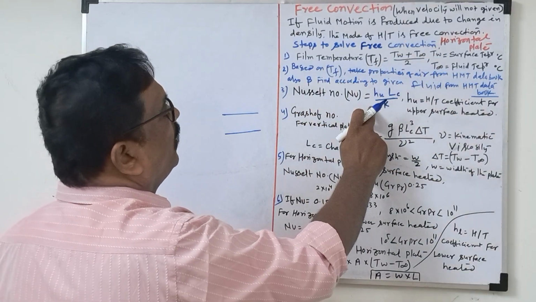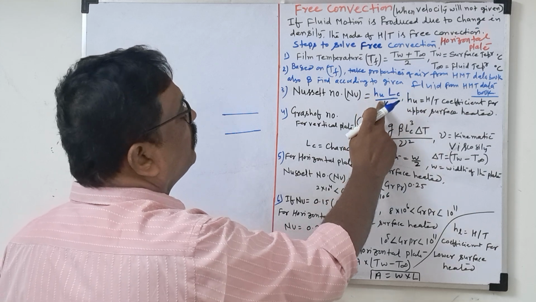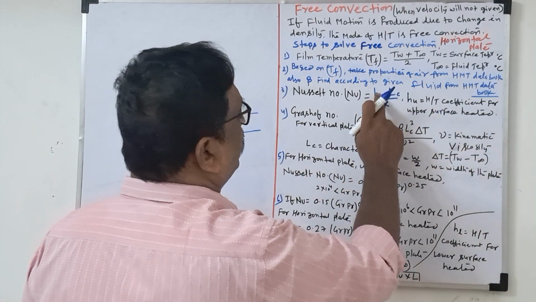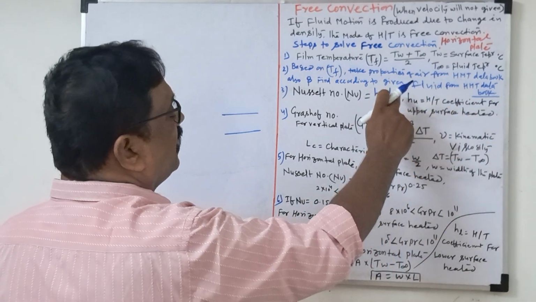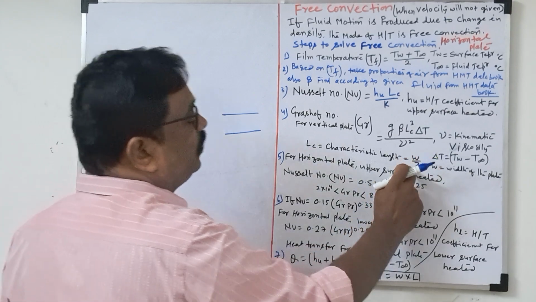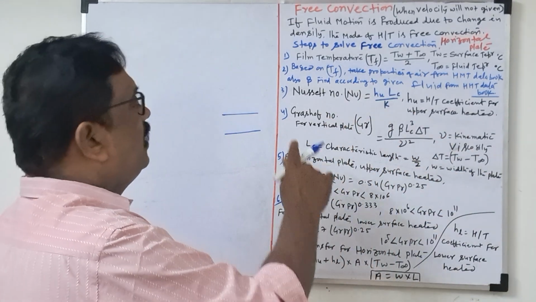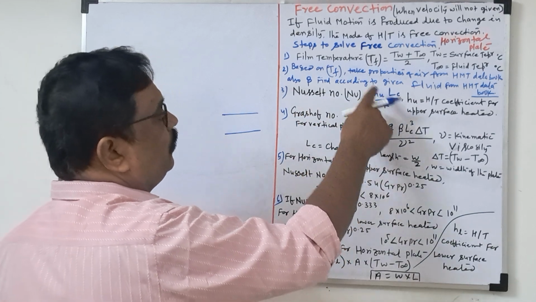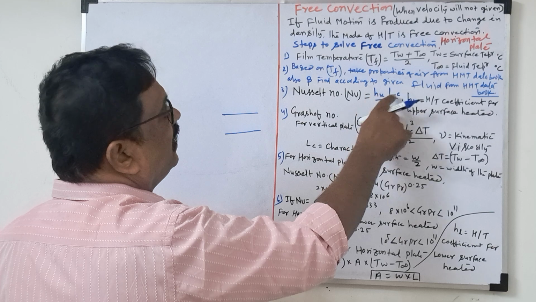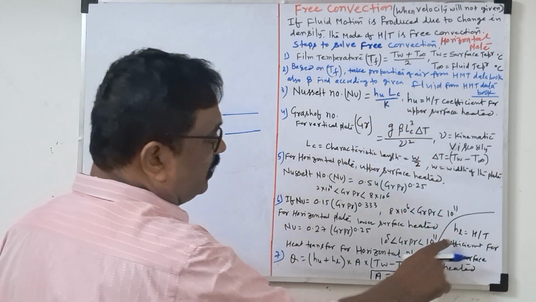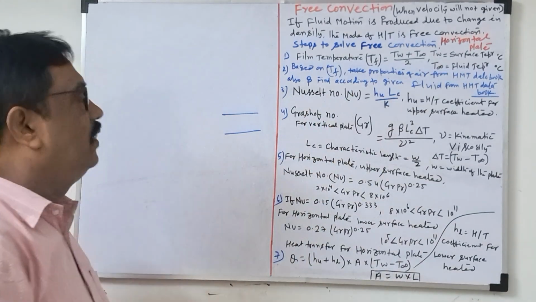So the Nusselt number is found as HU LC by K, where HU is the heat transfer coefficient for the upper surface heated. LC means characteristic length, which is width by 2, W by 2, where W is the width of the plate, and K is thermal conductivity. This is for the Nusselt number. For the lower surface heated, the Nusselt number is HL LC by K, where HL is the heat transfer coefficient for the lower surface heated. So we find these two parts.